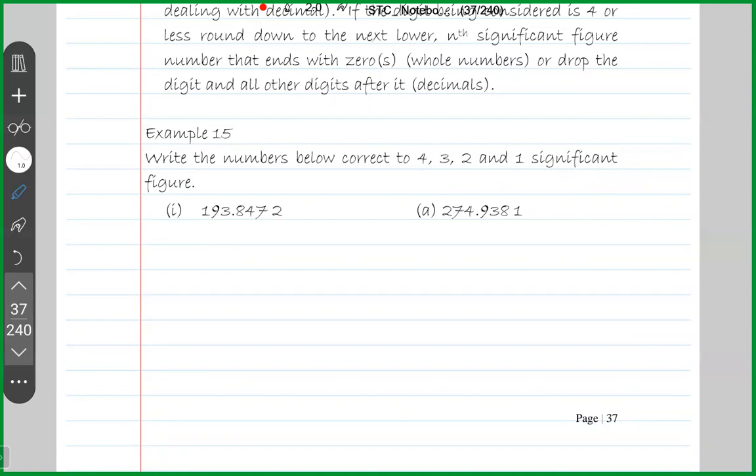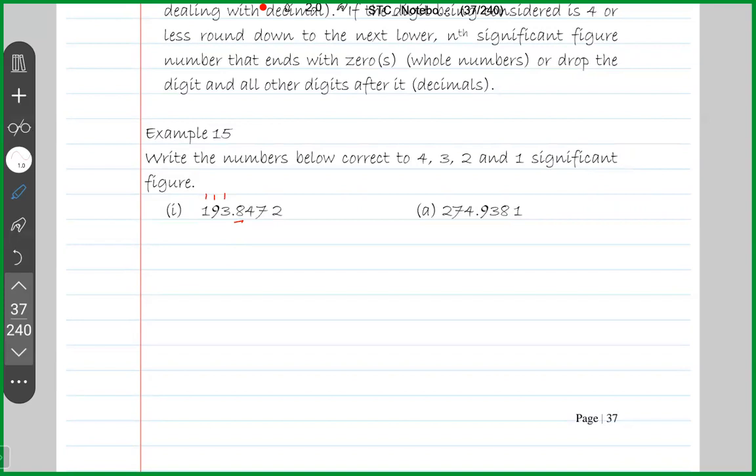The second is 9. The third is the 3. The fourth is the 8. Now, if I wish to write a number to 3 significant figures, I must consider the digit that is the fourth significant figure. The digit that is the fourth significant figure is the 8. This is the first, second, third, and 8 is the fourth significant figure.